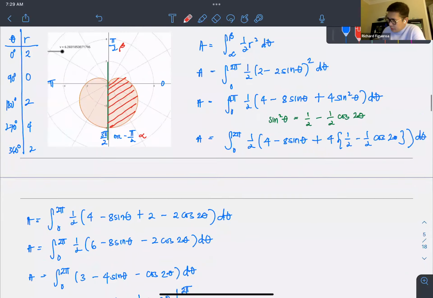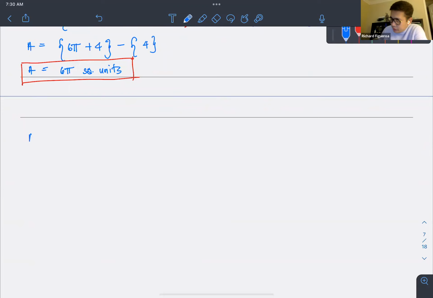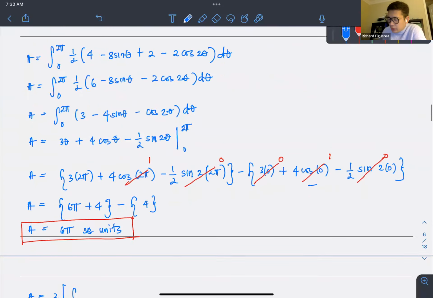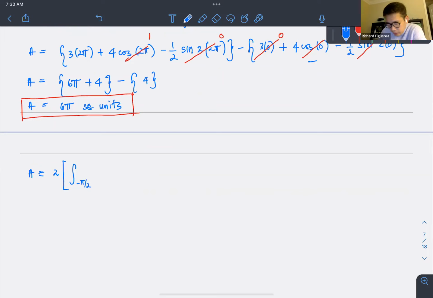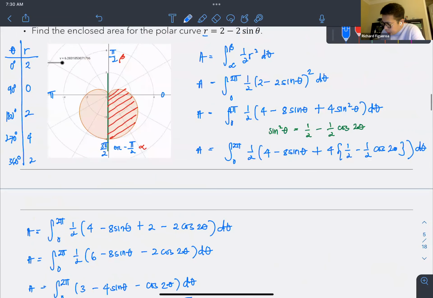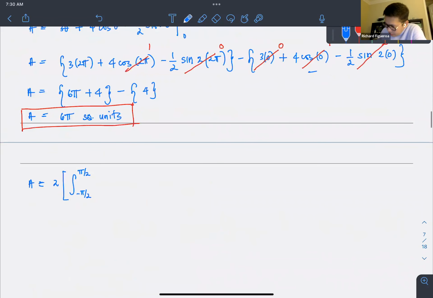So an alternative solution would just be, I'm going to have 2, because there are two sides, right? Then our boundary, the alpha will be negative pi over 2, and then we have pi over 2 as the beta, the upper boundary. But our r is still the same. So that would still be 1/2 r squared d theta.